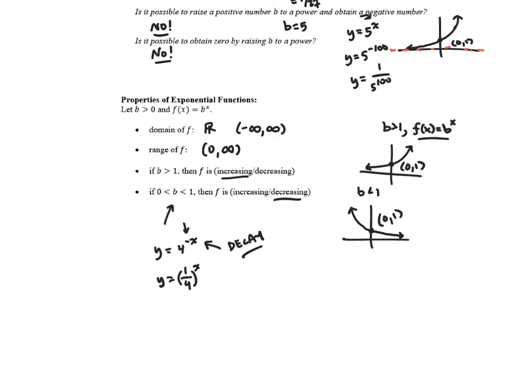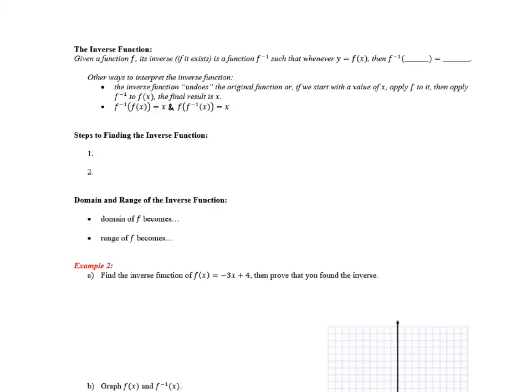Okay, let's look at some more with exponentials and logarithms. All right, inverses. The inverse function, given a function f, its inverse, if it exists, is a function called f inverse of x, such that whenever y equals f of x, then f inverse of y equals x. Another way to interpret this, the inverse function undoes the original, or if we start with a value of x, apply f to it, then apply the inverse to f of x, the result is x. In simpler forms, the inverse of f of x, if I were to do a composition, equals x, and f of the inverse also equals x.